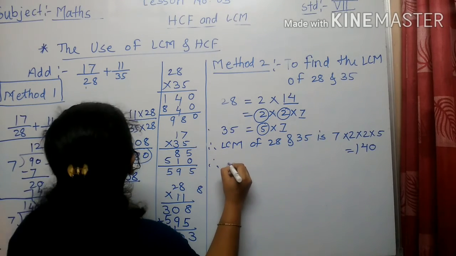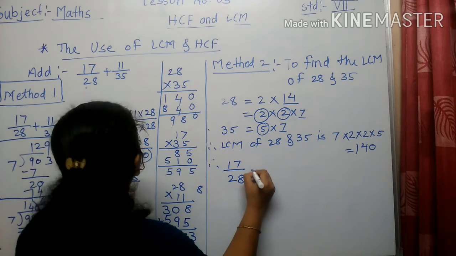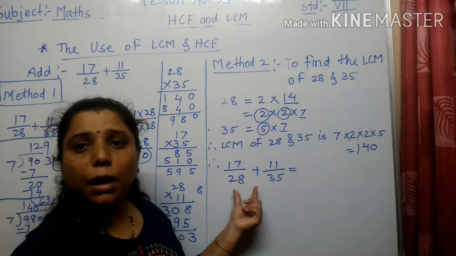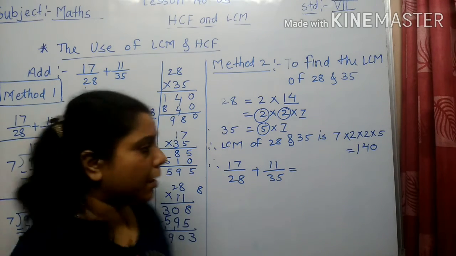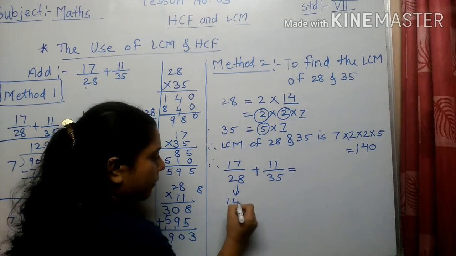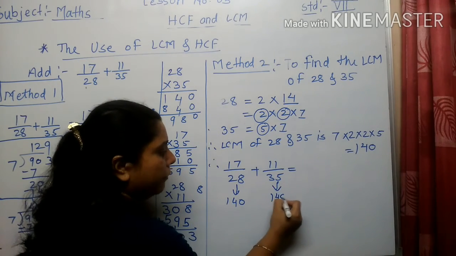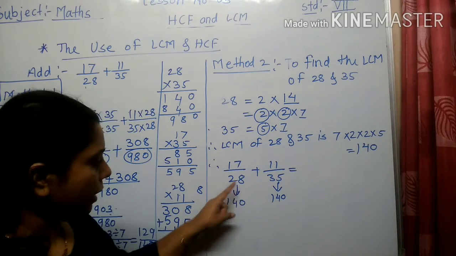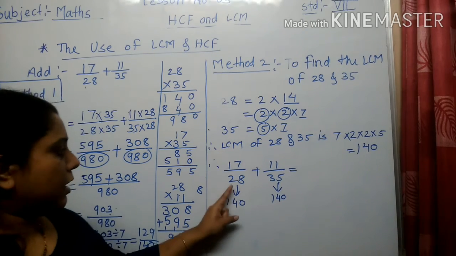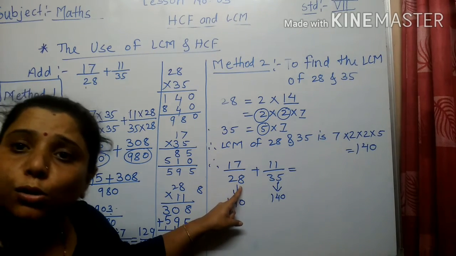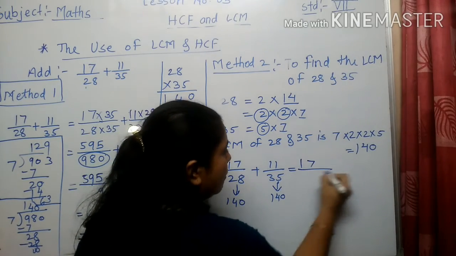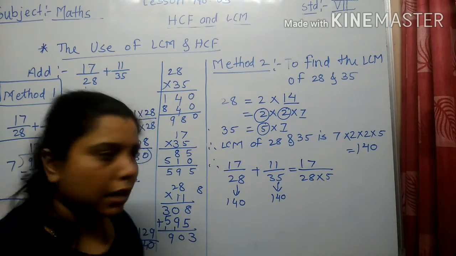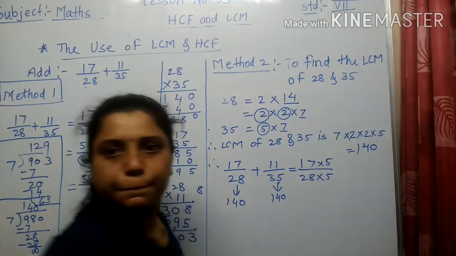Therefore 17 upon 28 plus 11 upon 35. Now how will your first fraction be written? Try to make the denominators the same. Instead of 28, it should be 140, and instead of 35, it should be 140, because the LCM of 28 and 35 is 140. So when our denominator is to be 140, we multiply 28 by 5. When I multiply 5 with 28, you get the denominator 140. So do the same operation to the numerator.